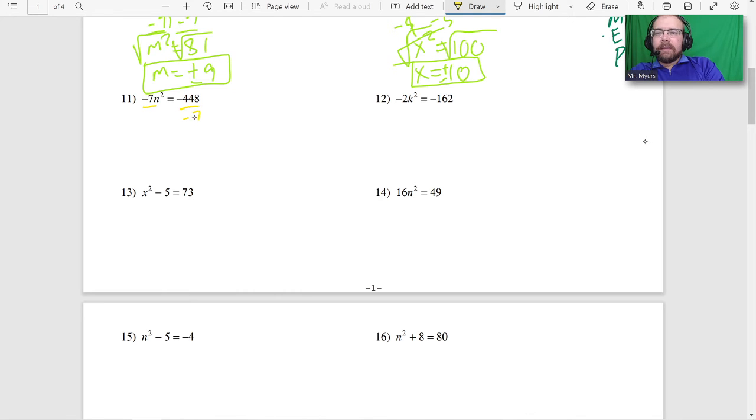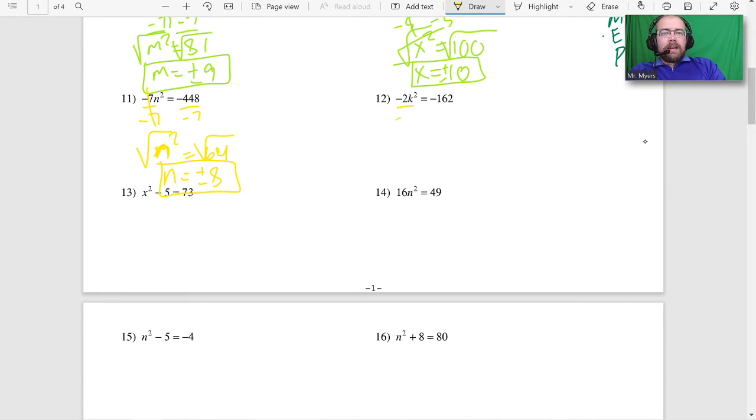Let's see. Negative 7. N squared equal to, let's see, 44. That would go in 42 would be 6. 42 is only 2 away. 28 would be 4. 64. Ooh, that has a nice square root as well. Plus or minus 8.